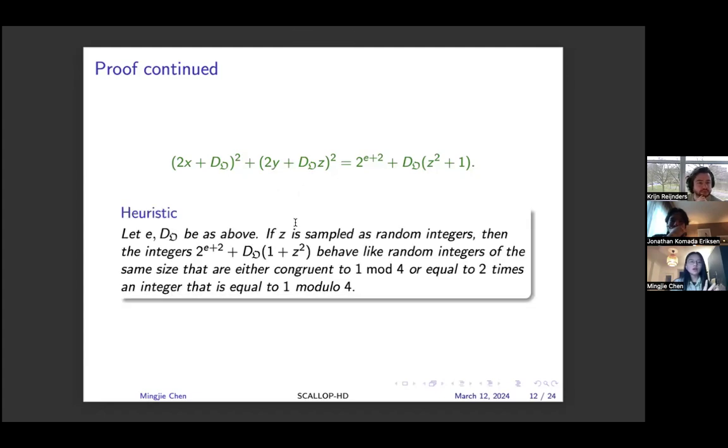Assuming the following heuristic: if Z is sampled as random integers, then the right-hand side behaves like random integers of the same size that are either congruent to 1 modulo 4 or equal to 2 times an integer that is congruent to 1 modulo 4. If we assume this heuristic, then we can show that X, Y can be found in polynomial time quite efficiently. Okay, so that's our algorithm to find 2D representations for an oriented curve.